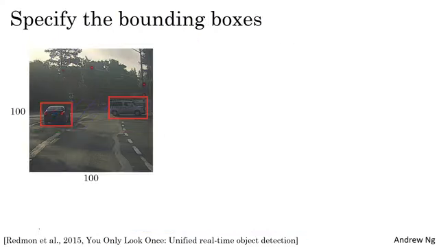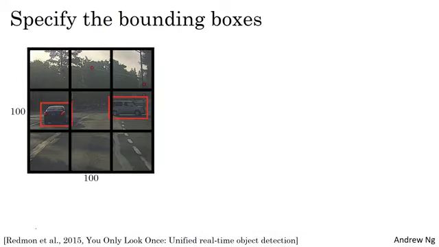So given these two cars, remember we have the 3x3 grid. Let's take the example of the car on the right. In this grid cell, there is an object, and so the target label y will be 1. That is pc equal to 1, and then bx, by, bh, bw, and then 0, 1, 0. So how do you specify the bounding box? In the YOLO algorithm, relative to this square, we take the convention that the upper left point is 0, 0, and the lower right point is 1, 1.